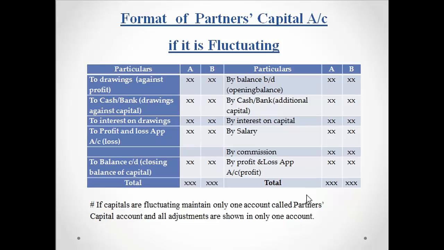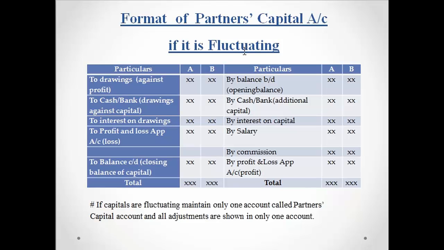Okay, and please have a look at the debit side items. To drawings means drawings against profit, to cash or to bank drawings against capital, to interest on drawings, and if there is a divisible loss in the profit and loss appropriation account, that loss amount should be taken to the debit side in a partner's capital account if the capitals are fluctuating, and all the items which appear on the debit side will decrease the capital balances of the concerned partners. Your partner's capital account, if it is fluctuating, always starts with the opening capital balances and ends with closing capital balances separately for each partner, and this is the format of partner's capital account if it is fluctuating.